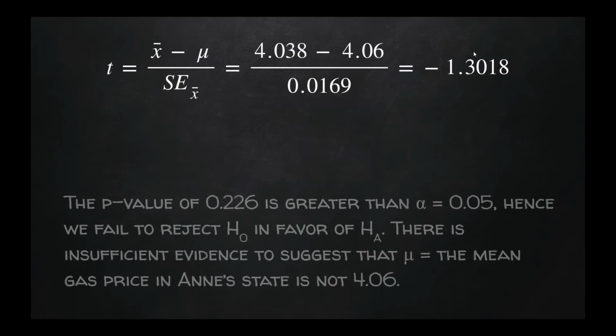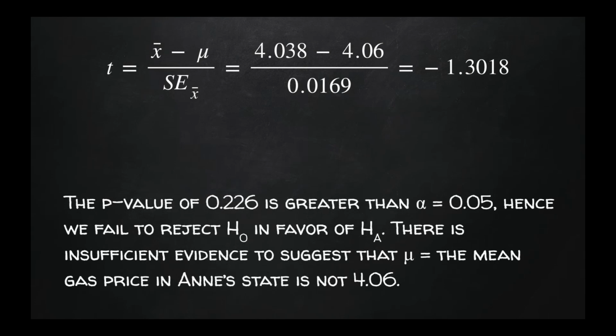0.266. To wrap up our problem, we're going to then write out our conclusion that the p-value of 0.266 is greater than alpha of 0.05. Hence, we fail to reject the null in favor of the alternative. There is insufficient evidence to suggest that mu, the mean gas price in Ann's state, is not 4.06.